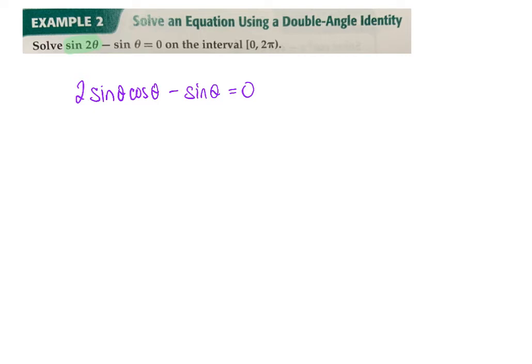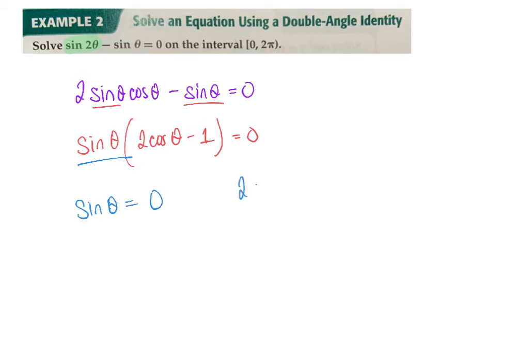What do I have in common? So I can factor out a sine, right? So I can say the sine of theta times 2 cosine of theta minus 1 equals 0. And then with factoring, I set each factor equal to 0. I can say the sine of theta equals 0 and 2 cosine theta minus 1 equals 0.